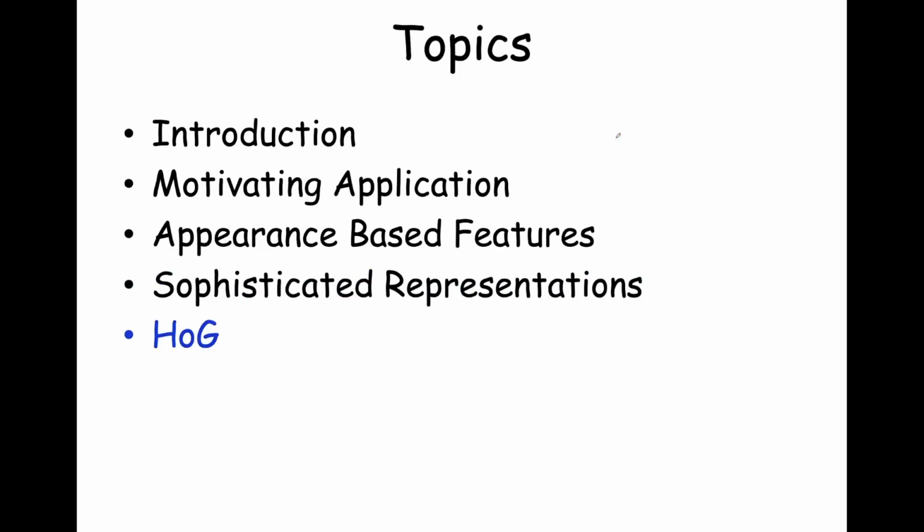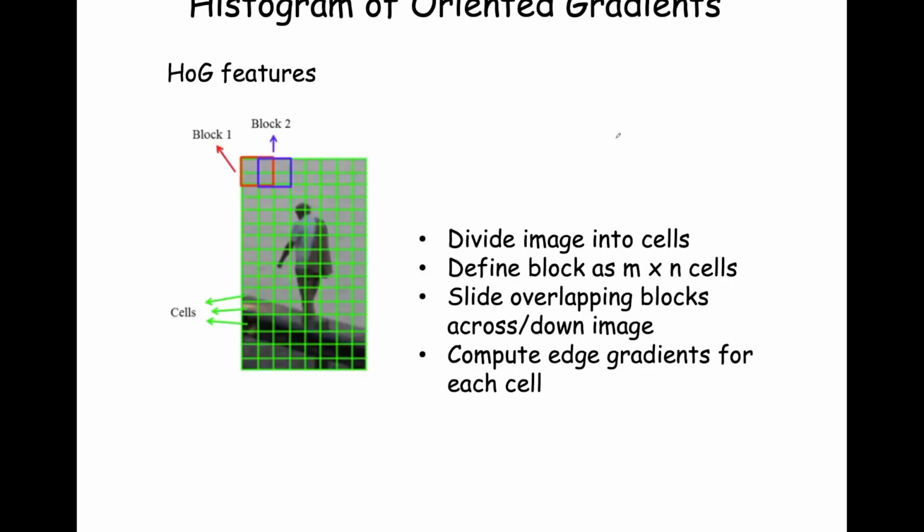Okay, so let's take this idea and talk about HOG, which is Histogram of Oriented Gradients. So what are HOG features? In HOG features, we take this idea of local shape and concatenate them in a very clever way to give us a very powerful descriptor of shape. We start out with an image and divide it into cells. A cell is one of these small green squares. And we define a block, one of these red squares, as being m by n cells.